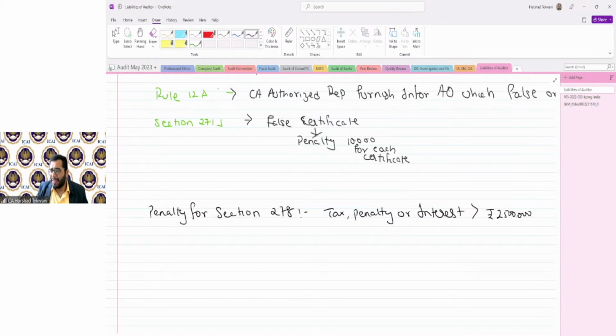Okay. In that case, there is a rigorous imprisonment for a term which shall not be less than 6 months, but which may extend to 7 years. So, imprisonment, you can say 6 months to 7 years.